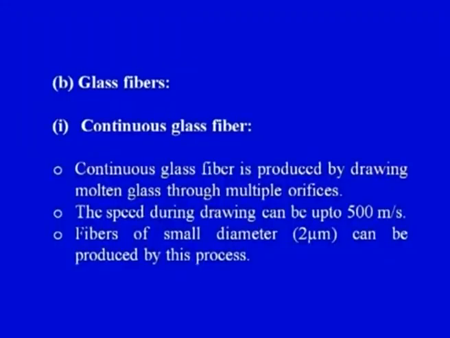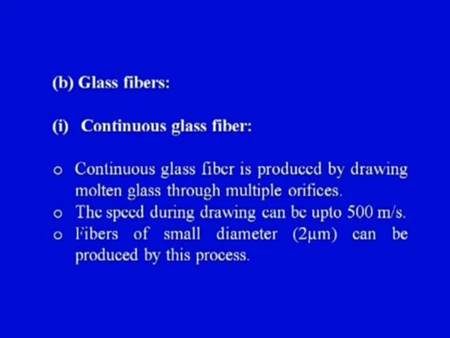So it is important to understand how glass is processed into various shapes. If we want to process glass into continuous glass fiber form, the process is fairly simple. What are the various steps in the process that we would try to understand? The continuous glass fiber is produced by drawing molten glass through multiple orifices. We have a large number of holes through which the molten glass would come out in the form of fibers.